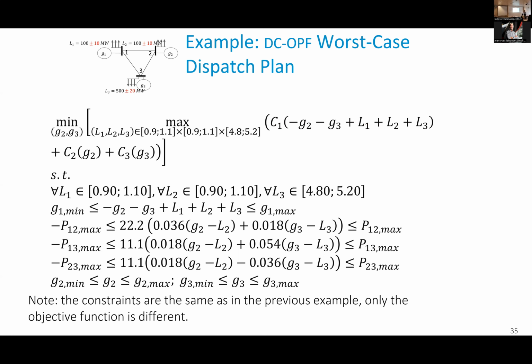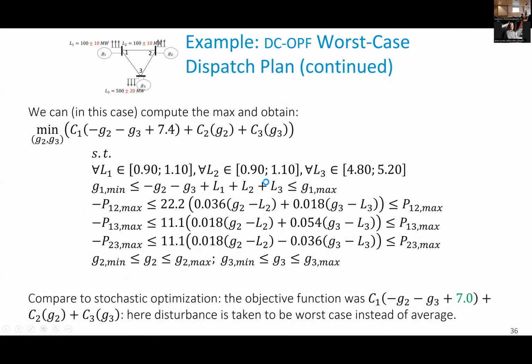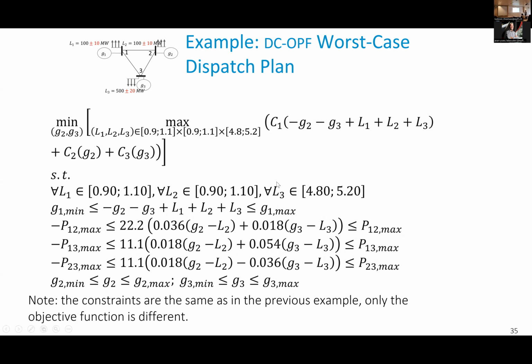In general, that's not the case. When you have a problem with 600 variables and 1,000 constraints, if you increase one variable, then you might be forced to decrease other variables because there are constraints that involve many variables together. To make a long story short, the max of this is easy to compute, and we obtain 7.4 here. That's the max of the sum, which is the worst case of the loads.